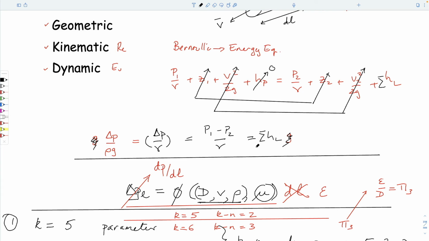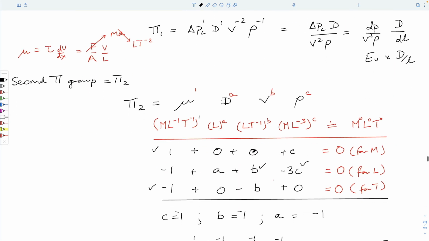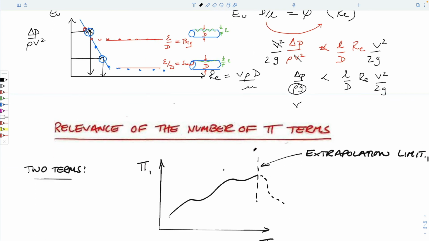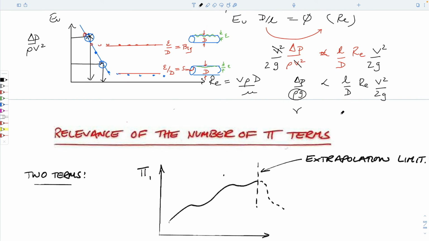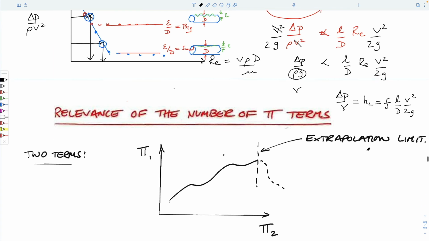And so what we've done now is we have a relationship which we'll use in week 10 and 11 and beyond. And that is that delta P over unit weight is equal to H sub L, which is equal to a friction factor, length over diameter, and V squared over 2g. And this is what we'll use to characterize what this head loss term is.